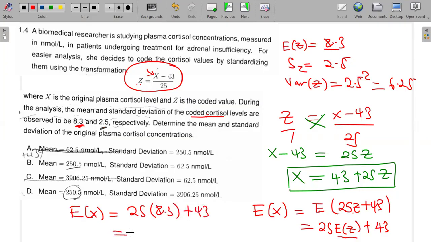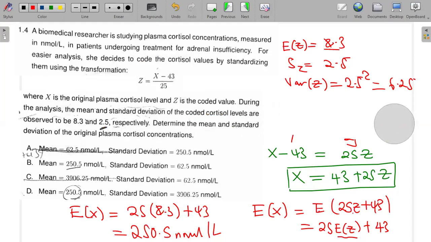So we can punch this onto the calculator. It will be 25 multiplied by 8.3 and then plus 43. That gives me 250.5 nanomoles per liter. So this is the expected value. We can now try to find the standard deviation.